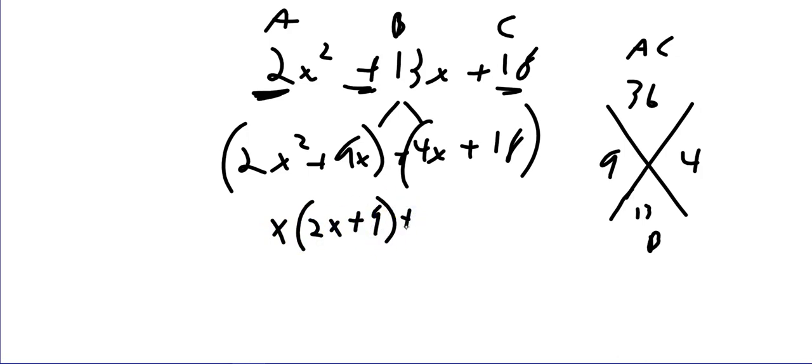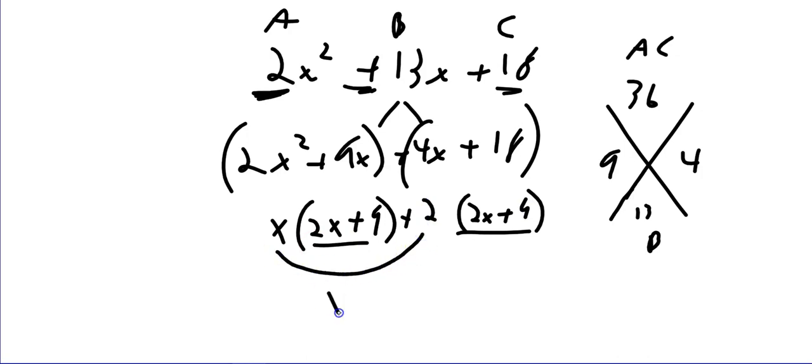Plus, now I'm going to take this, I want to get the same parentheses here, 2x plus 9. They have to be the same. So what will give me that is if I take out a 2. And now all I do is hook these up, x plus 2, 2x plus 9, and there's my factored form. So often when this number is bigger than 1, this is a lot easier method if you want to learn it.